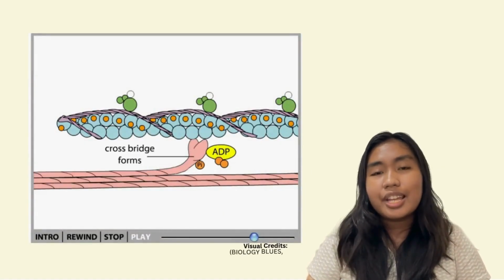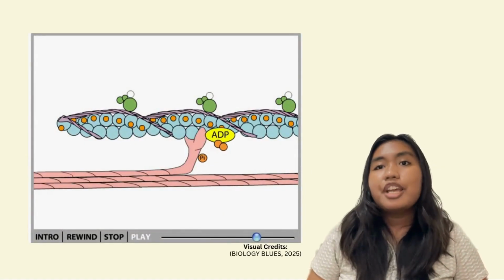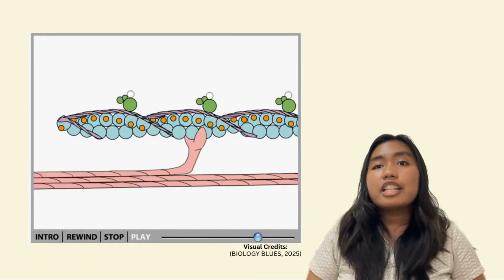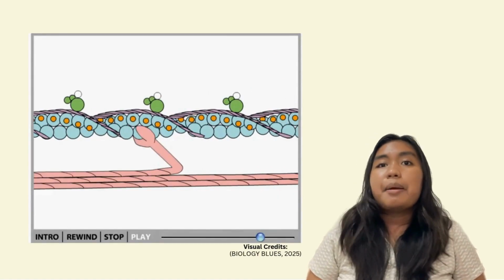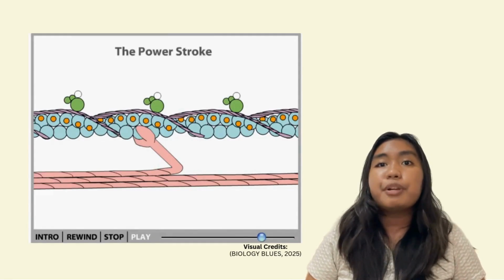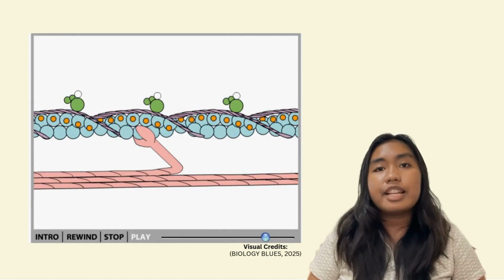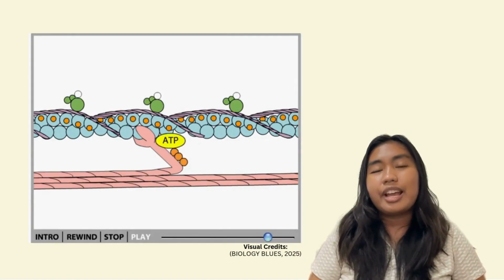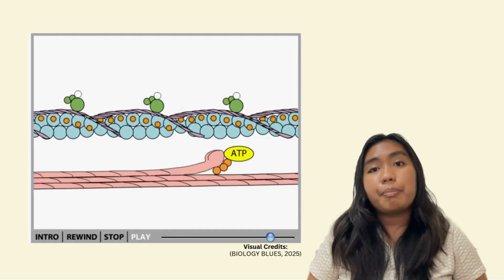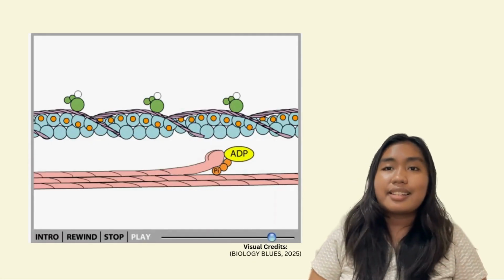Now, to visualize this clearly using moving animation, calcium binds to troponin, shifting tropomyosin and exposing actin binding sites. Myosin heads attach and perform power strokes using ATP, then slide the actin filaments inward, shortening the sarcomere. And when the calcium is pumped back, the muscle relaxes.